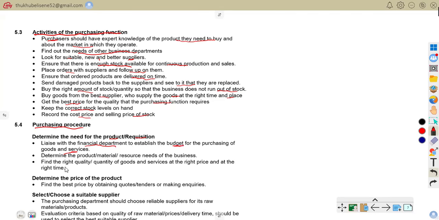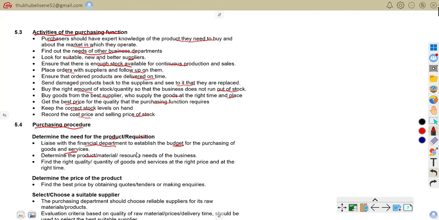We know these departments need each other. So before they can go and try to buy, they need to meet the financial department and then they draw up the budget. What do you want to buy and how much does it cost? So this is where the financial department is now going to be involved.